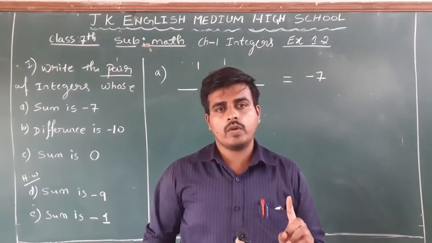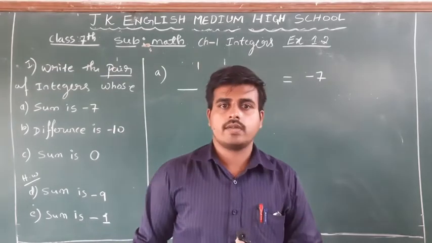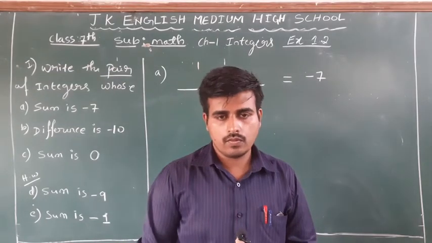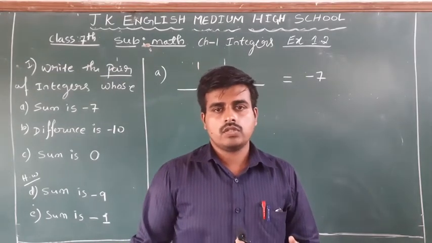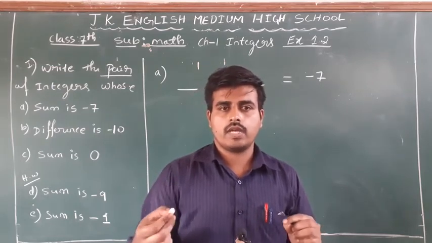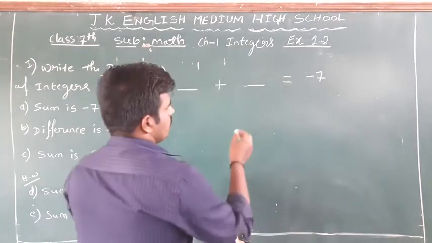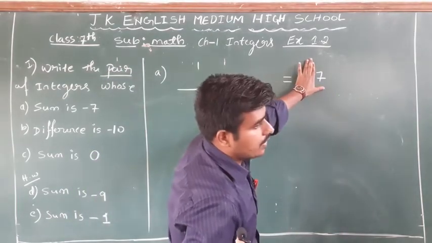I will go for 2 and 5. There is even one more combination, 0 and 7 also. 0 plus 7 will also give you 7 only. So it is our choice which combination you are going to use. I am using 2 and 5. You can use 3 and 4.